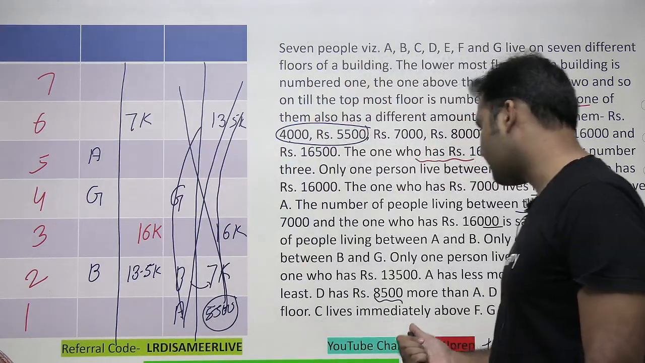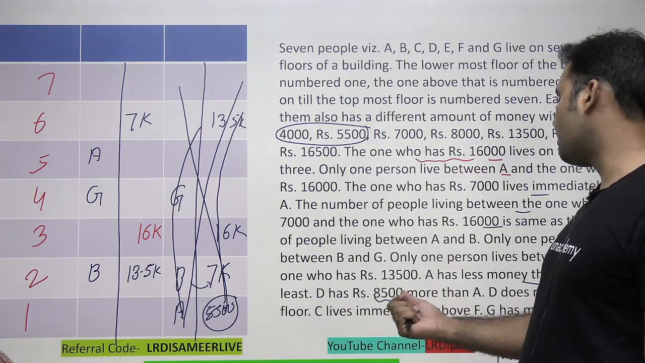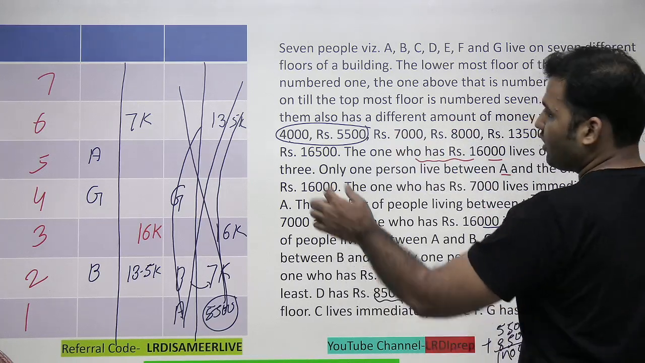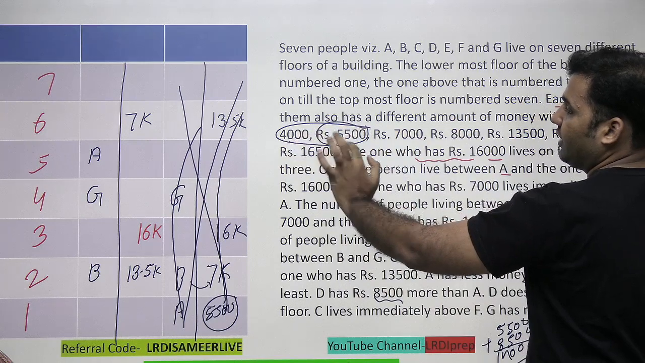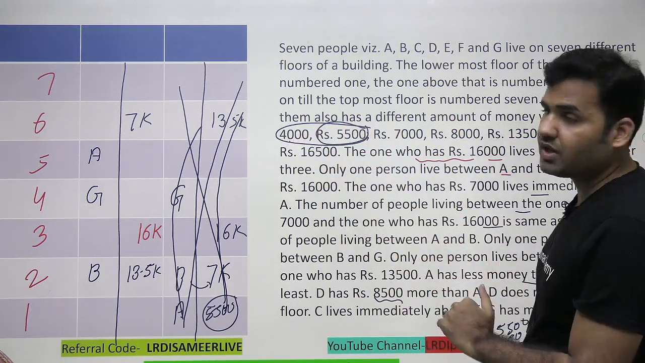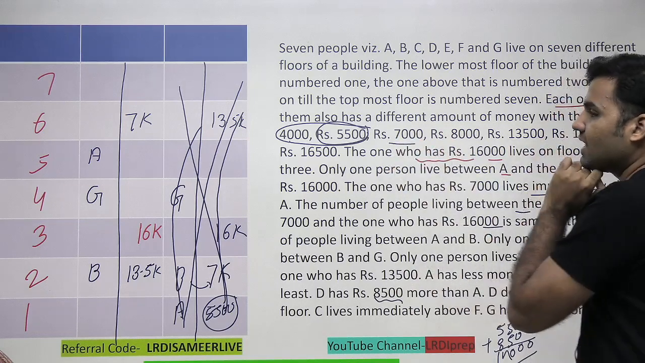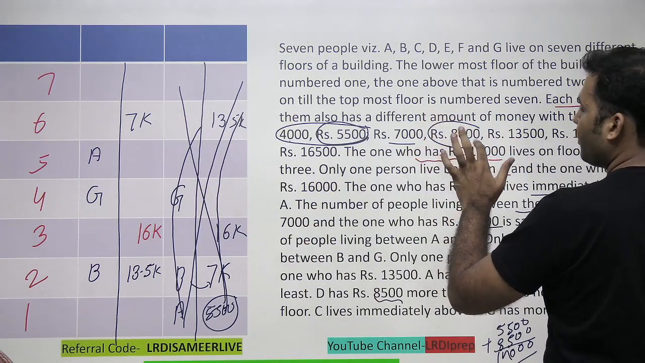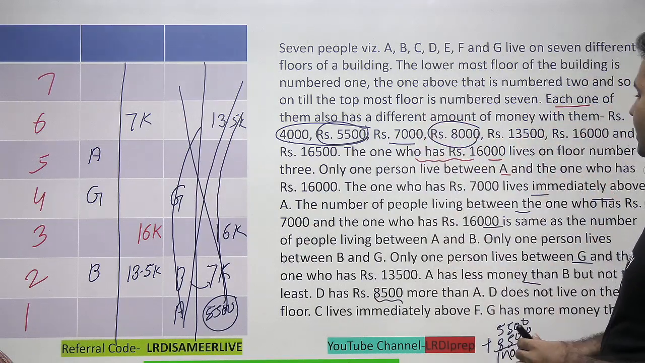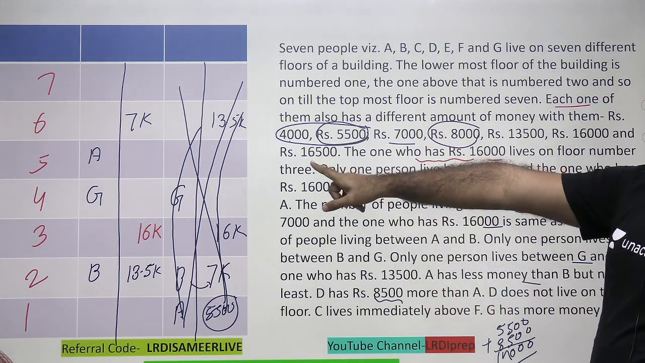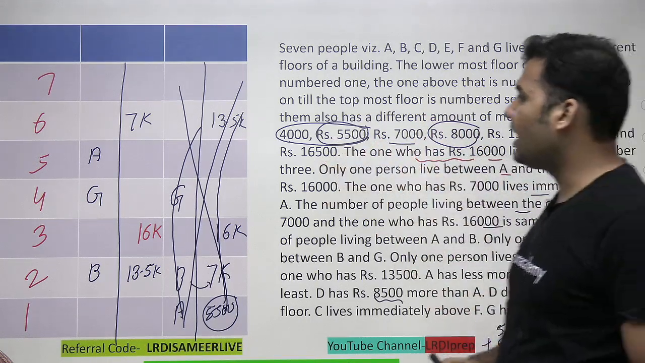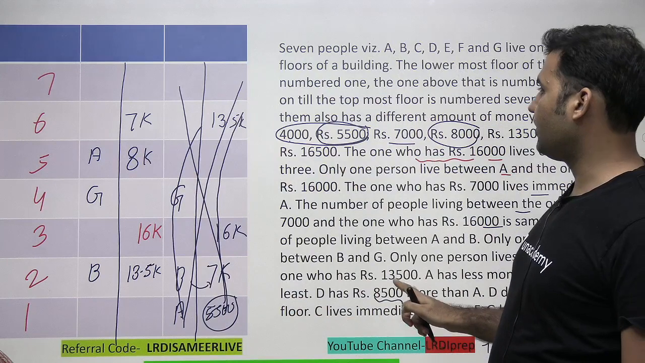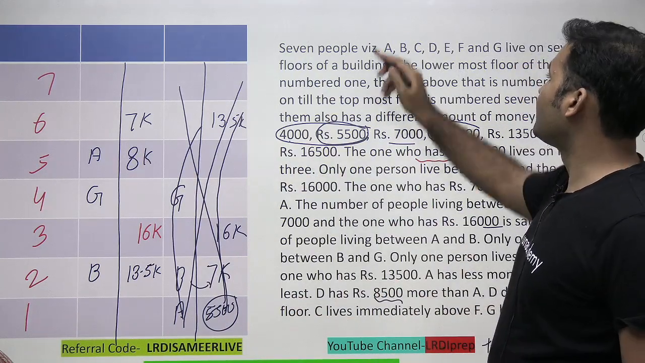Now use this information that D has 8,500 rupees more than A. Now tell me the two values which are at a difference of 8,500. A cannot be having 4,000. If I take A to have 5,500, 5,500 plus 8,500 is 14,000. No amount is equal to 14,000. A cannot have 7,000, it's already there. If I have 8,000 for A, then 8,000 plus 8,500 will be 16,500, and I have 16,500 in the option. So I can say that A will be having 8,000 and D will be having 8,500 more. That means D will be having 16,500.